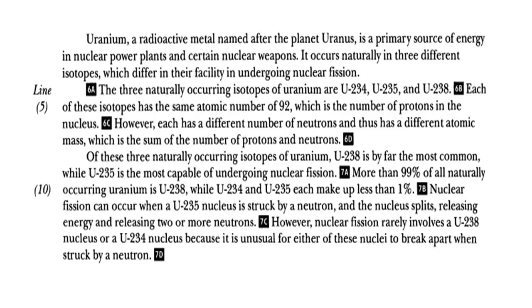So in this text we first read the beginning and the end. If in the beginning we don't find the definition, then maybe it is at the end. But if in the beginning we immediately find the definition, then we can easily answer the question, what is uranium? You can answer here. You got the answer. Uranium is a primary source of energy in nuclear power plants and certain nuclear weapons.